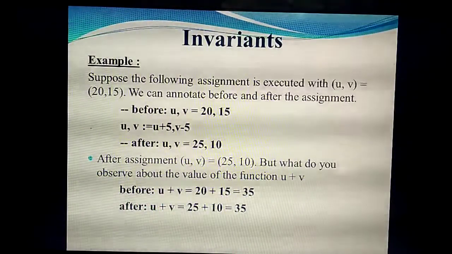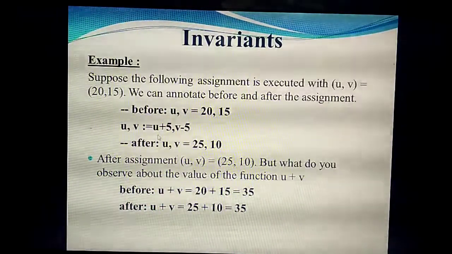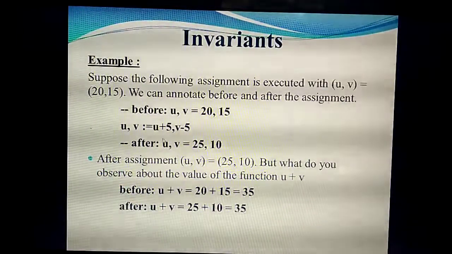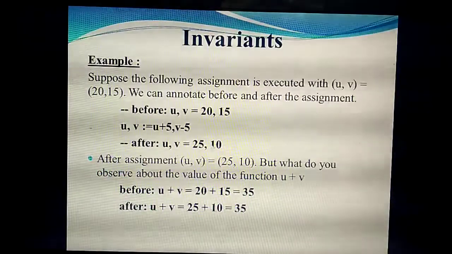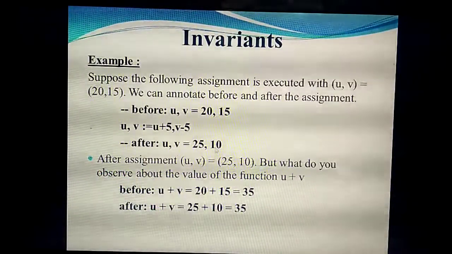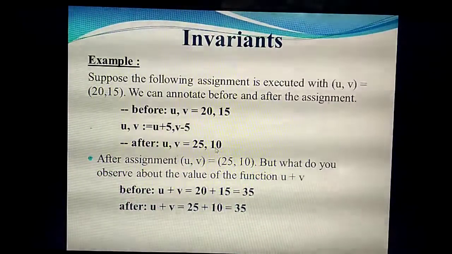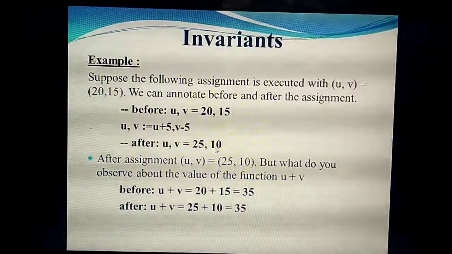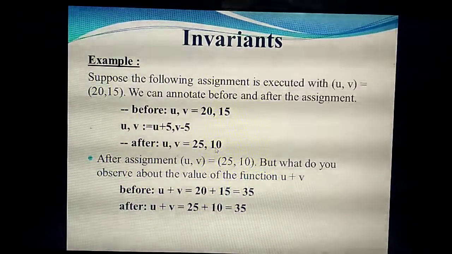This is the assigning values. What value are you assigning? Adding 5 to u and subtracting 5 from v. Isn't it? So after that you are getting the value 25 comma v. Sorry, 25 comma 10. Now what's the value of u and v? 25 comma 10. So now we are going to check whether after the assignment and before the assignment we are getting the same values.